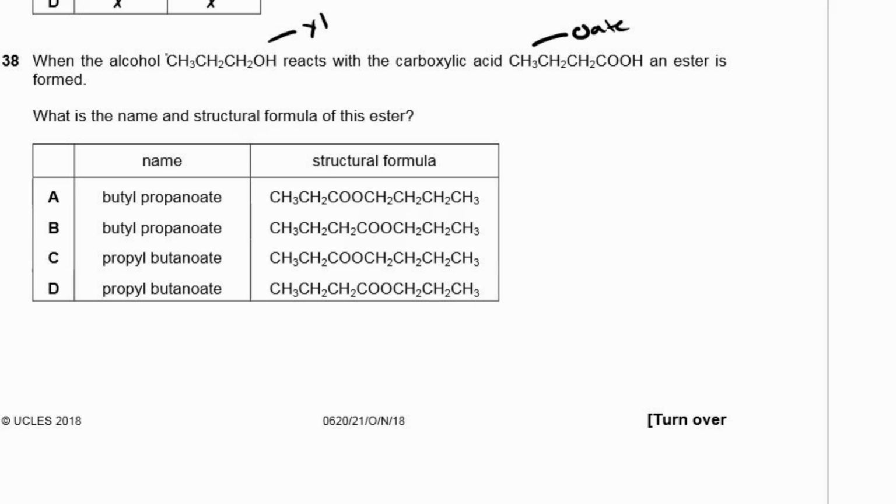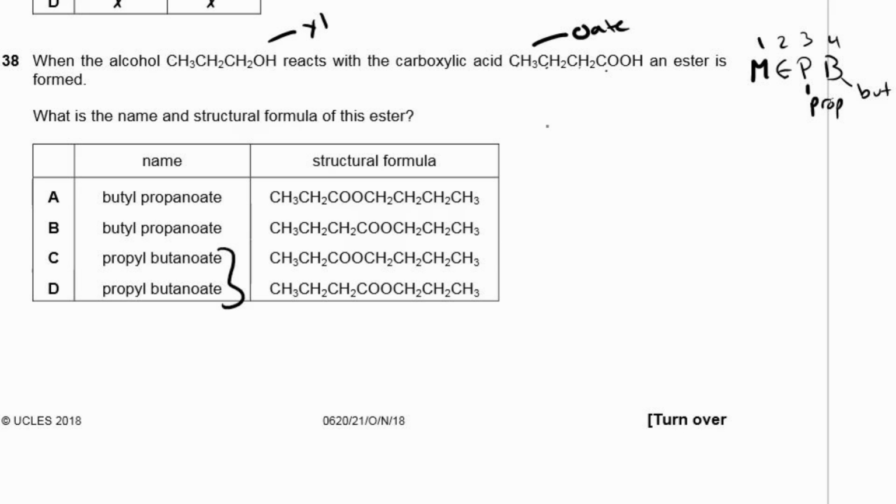So we're looking for 1, 2, 3 carbons. So remember, our monkeys eat peeled bananas. 3 carbons, 1, 2, 3. That's the prop. So we're looking at propyl. And this is 1, 2, 3, 4 carbons. And that's the but. So propyl butanoate would be the answer for that one. Now, which one of these is it?